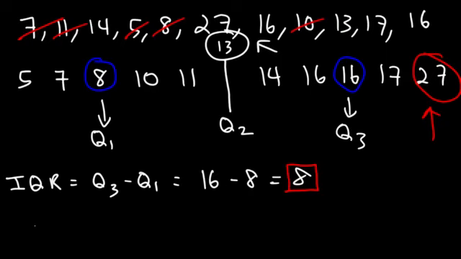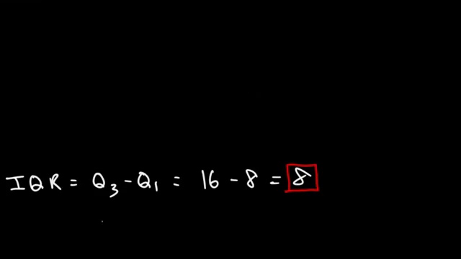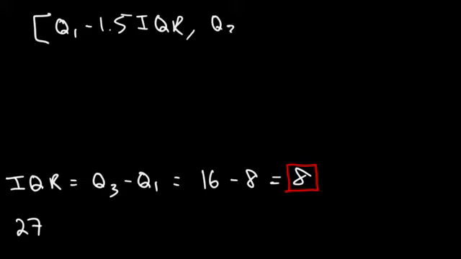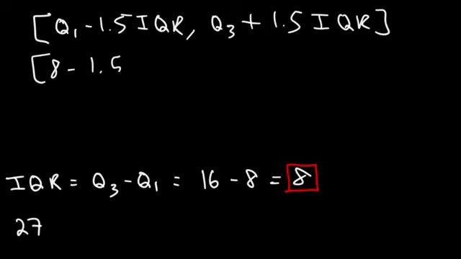So let's write down what we know. The presence of an outlier is based upon this range. It's Q1 minus 1.5 times the IQR to Q3 plus 1.5 times the IQR. So we know that Q1 is 8, and the interquartile range is also 8. Q3 is 16. So this is going to be 16 plus 1.5 times 8.